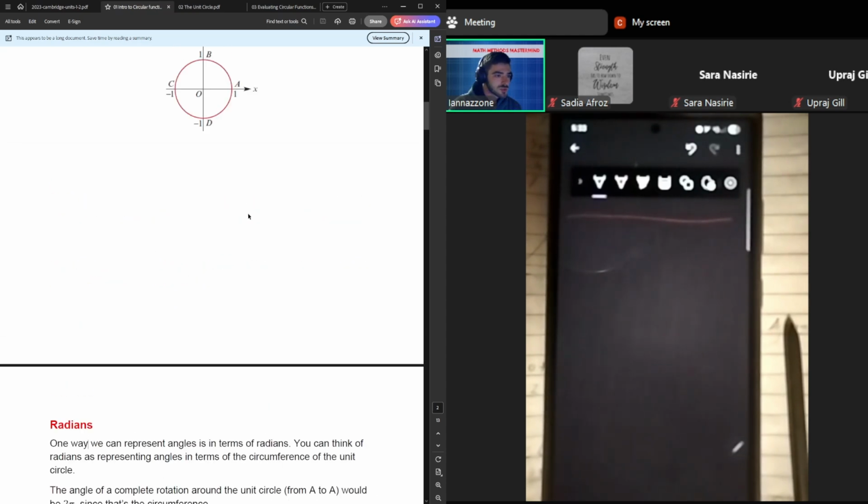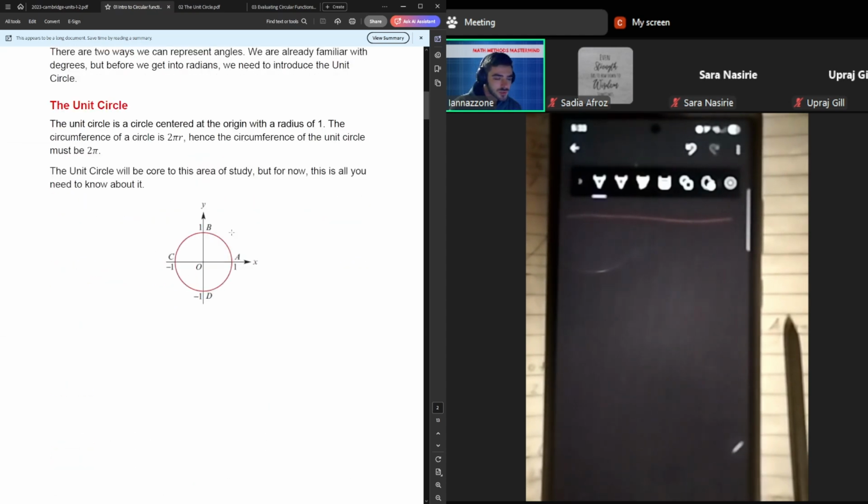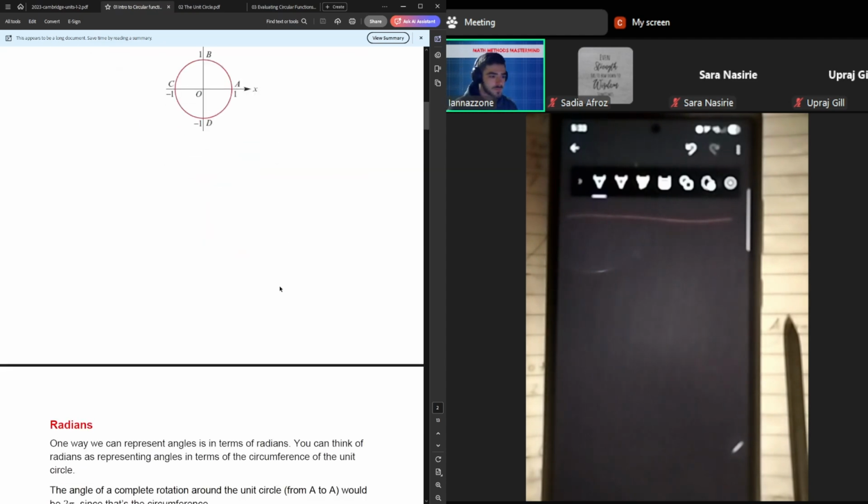You would already be used to angles in terms of degrees. Radians is another way to represent angles. Specifically, you do it in terms of the circumference of a unit circle. The circumference of any circle is 2 pi r, and a unit circle having a radius of 1 means its circumference is 2 pi. That's why 2 pi is 360 degrees, 1 revolution.